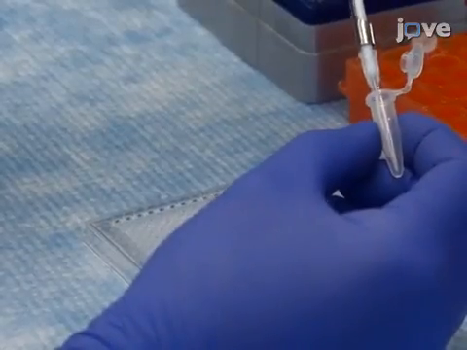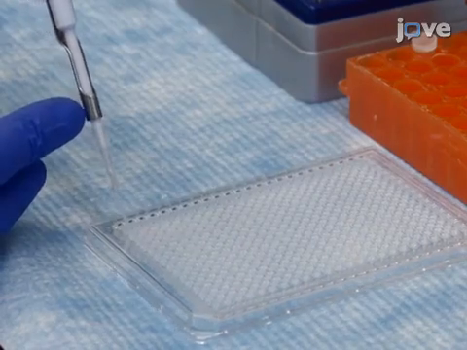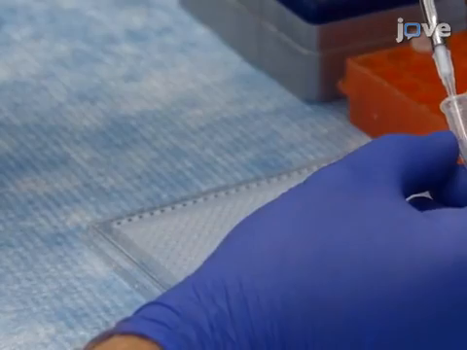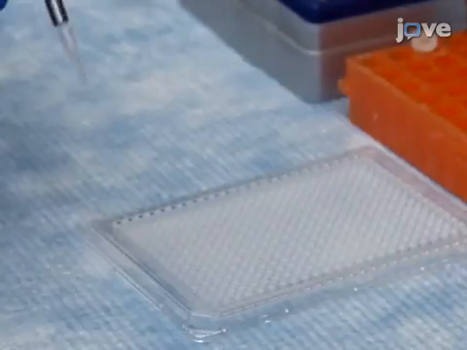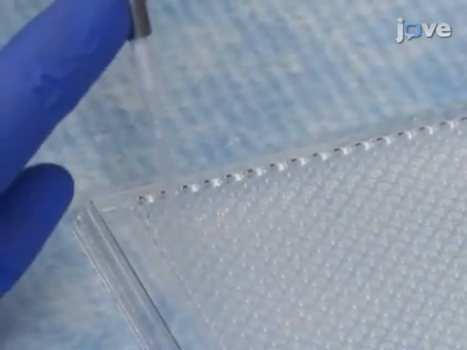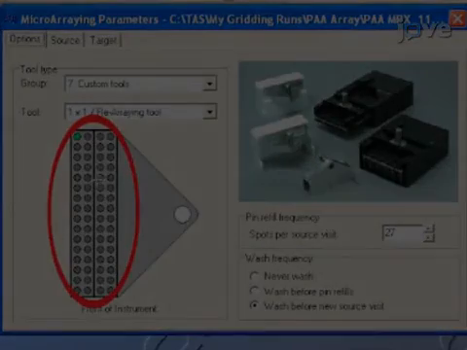Now, load 10 microliters of each glycan sample into a well of a 384 well microtiter plate. This is enough solution to print 5 slides. Also transfer 10 microliters of the dye marker to 1 well of the printing plate. Prepare to print.